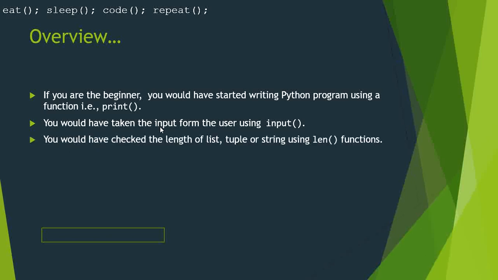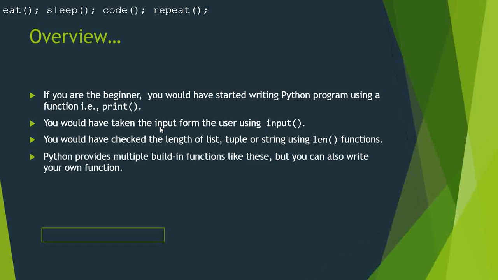And similarly, if we want to check the length of a list, tuple or string, we use len as a function. So Python provides these built-in functions. You can write your own also. So we have two types of functions basically: built-in functions and user-defined functions. Built-in functions are predefined functions which are defined by Python, and user-defined functions are the functions which we, the developers, define. So this is what exactly a function is.